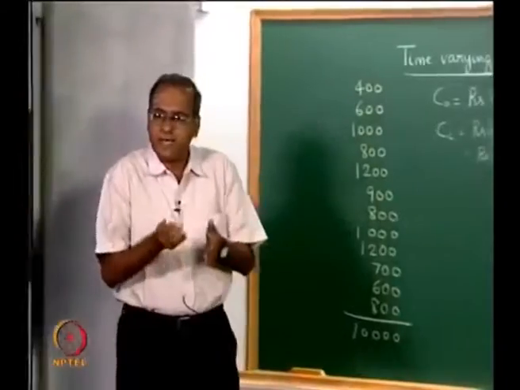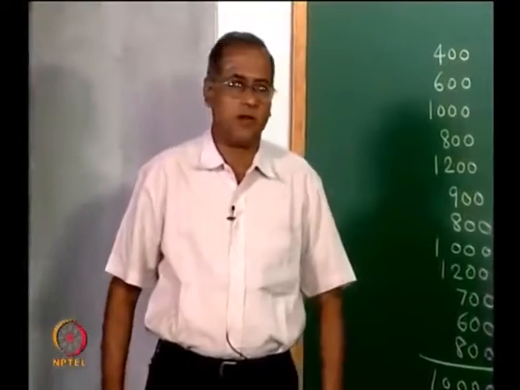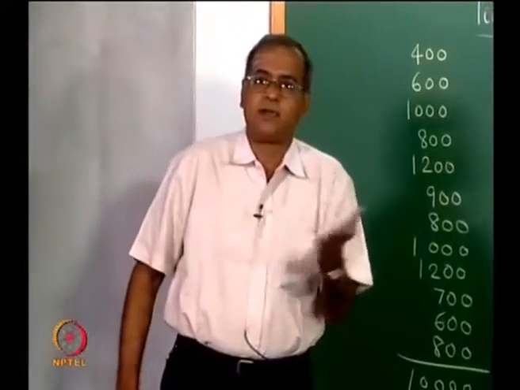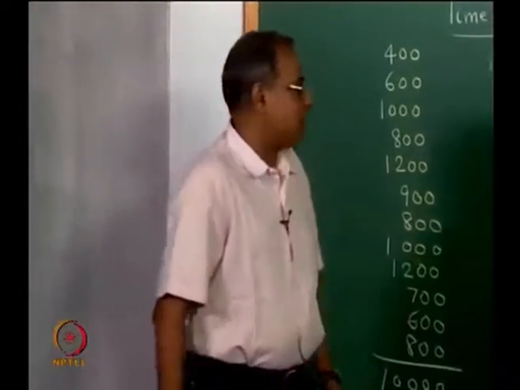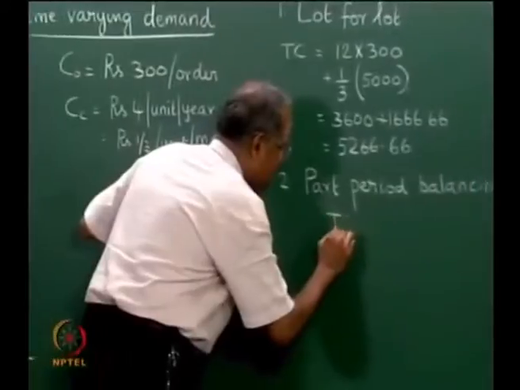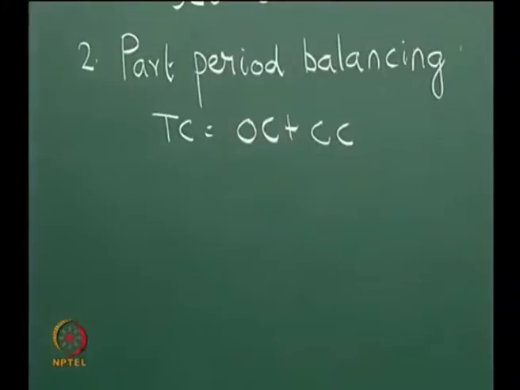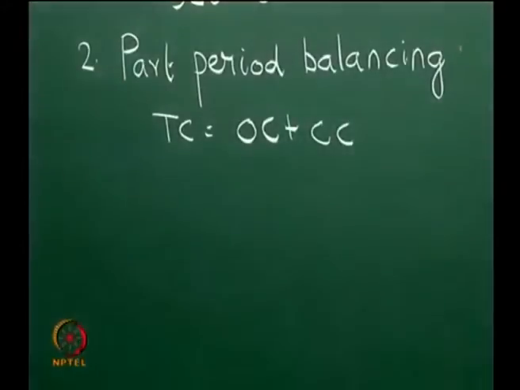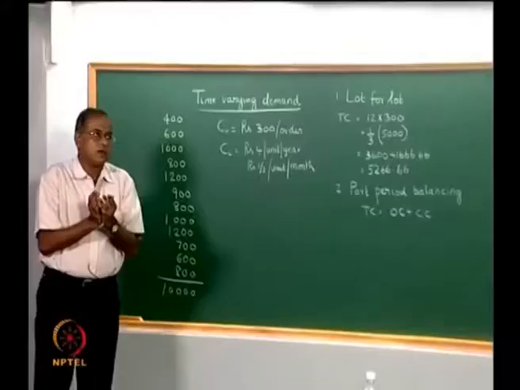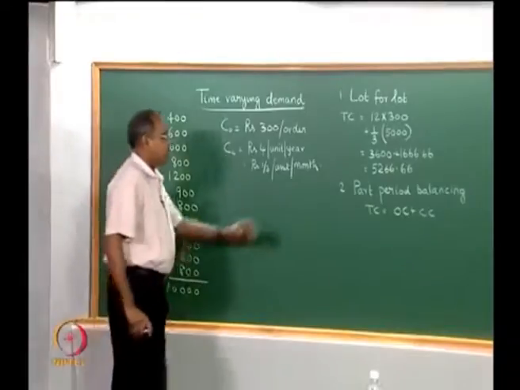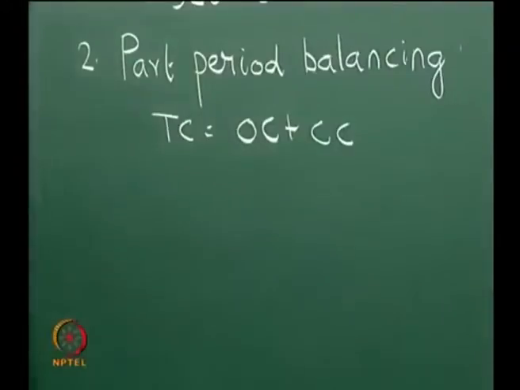If we try to see what we actually optimized in our mathematical programming model, what we tried to minimize is the sum of the order cost and the carrying cost. So the objective function value is total cost equal to order cost plus carrying cost. We want to make purchase decisions such that we minimize the sum of the order cost as well as the carrying cost.